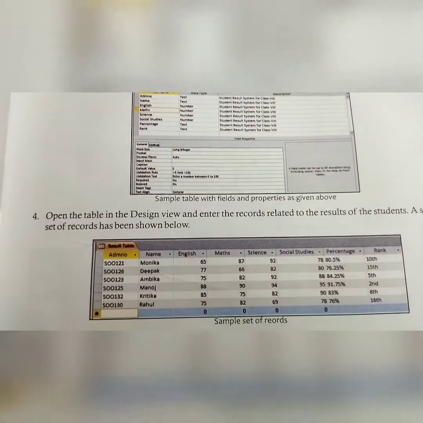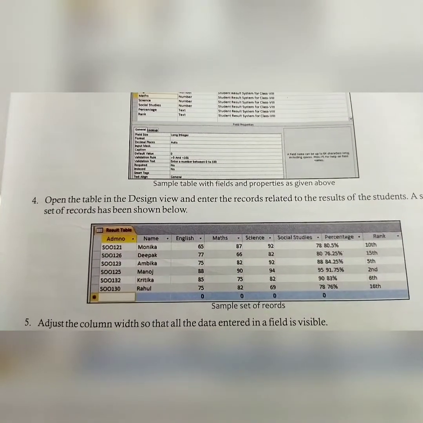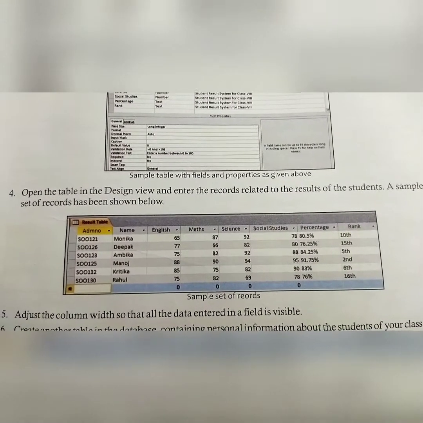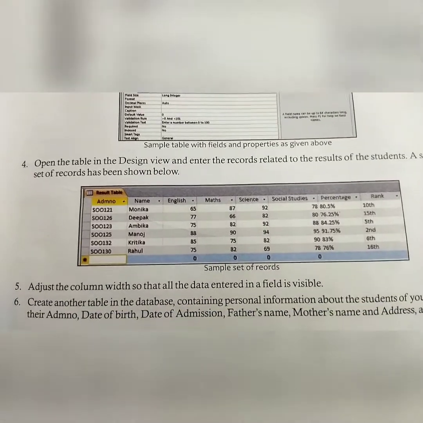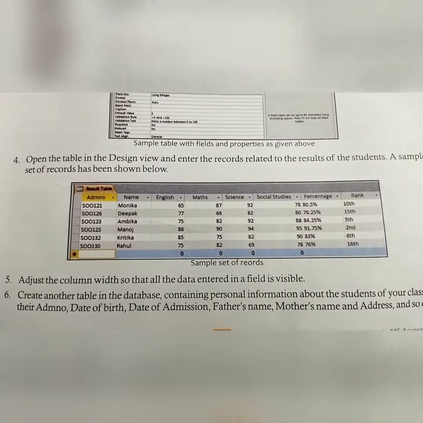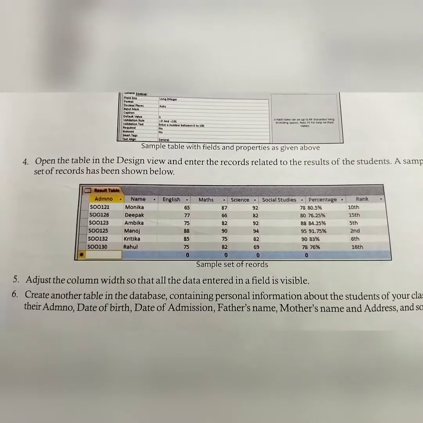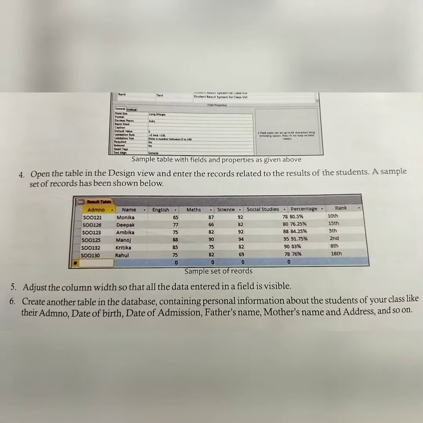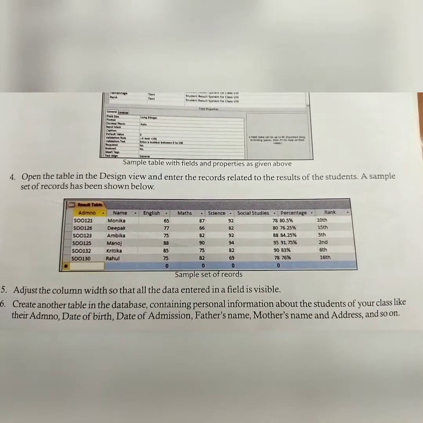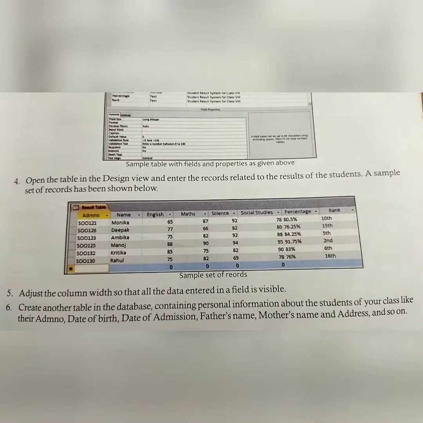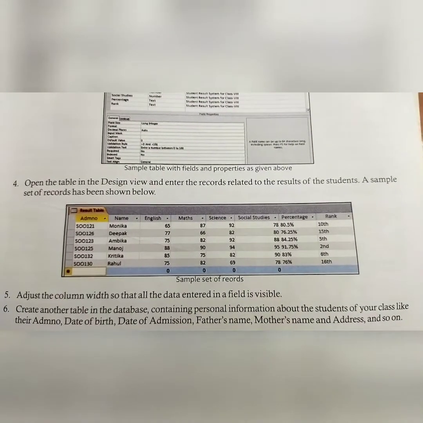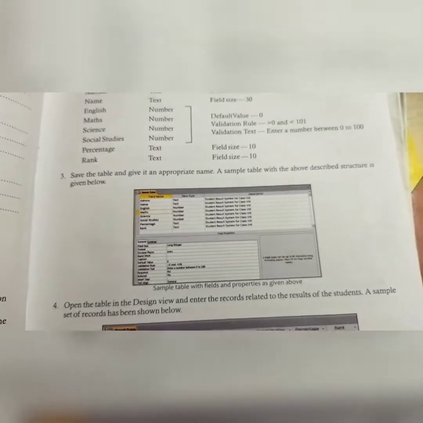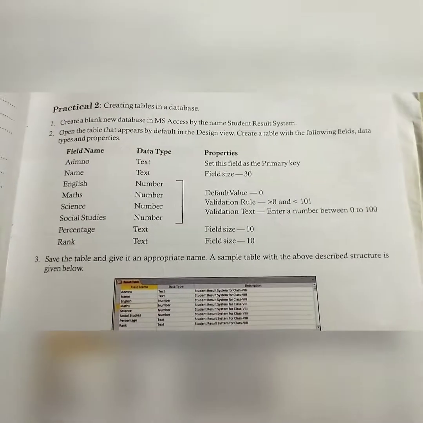Last practical is your fourth. Open the table in the design view and enter the records related to the results of the students. A sample set of records has been shown below like this. Then adjust the column width so that all the data entered in a field is visible. Then create another table in the database containing personal information about the students of your class, like their Admno, date of birth, date of admission, father's name, mother's name and address, and so on. So this is practical number 2, creating a database following all these steps.